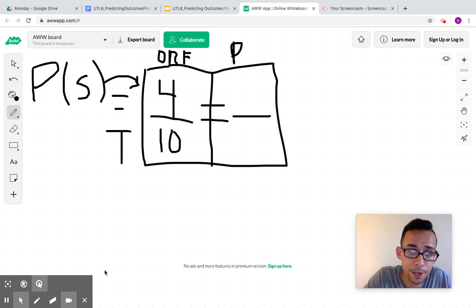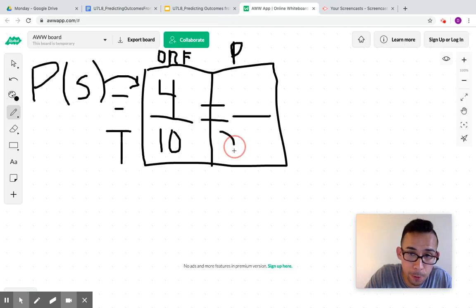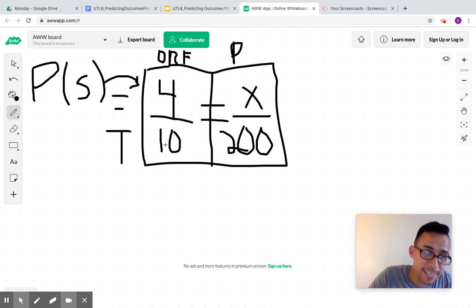All right, scholars, so we are going to put the 200 in the denominator because it states this is 200 more times. It's not saying he's going to select the striped marble 200 times. He's just going to conduct 200 trials in total. So this is where we're going to put the 200, and we're going to put X in the numerator. And just make sure you know how to read this table. When he conducted 10 trials, he selected a striped marble 4 times. We are making a prediction for 200 trials. We don't know that number yet, which is why there's an X here.